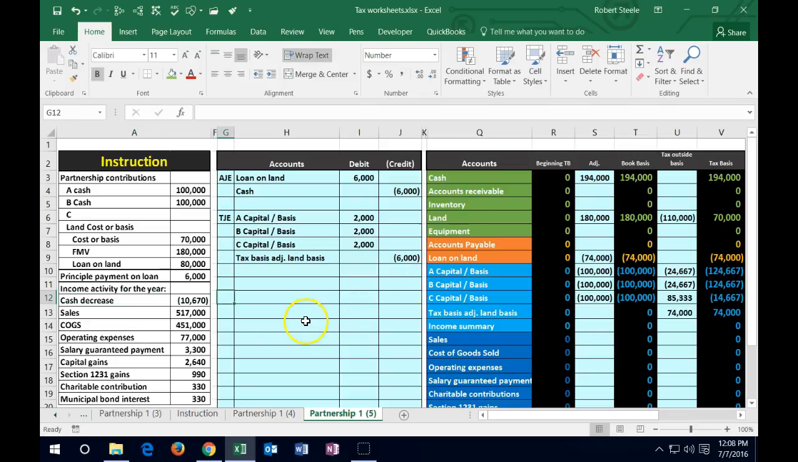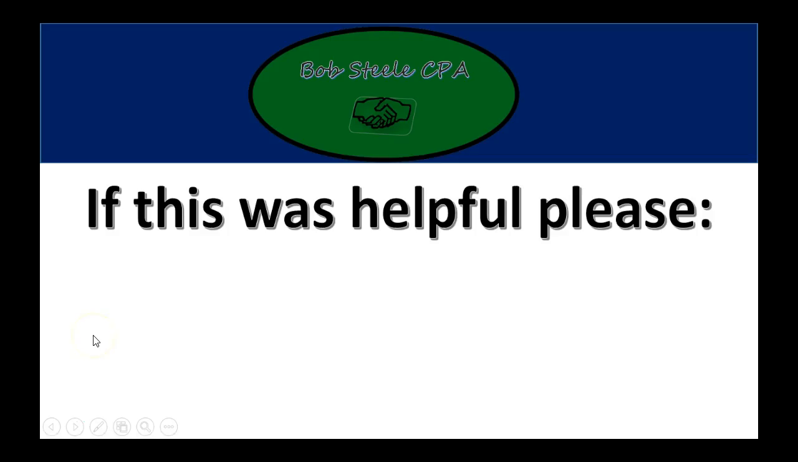Next thing, we're going to record the income, the activity on the income statement basically for the year. So we're going to have one balance sheet account. That's going to be our balancing account.